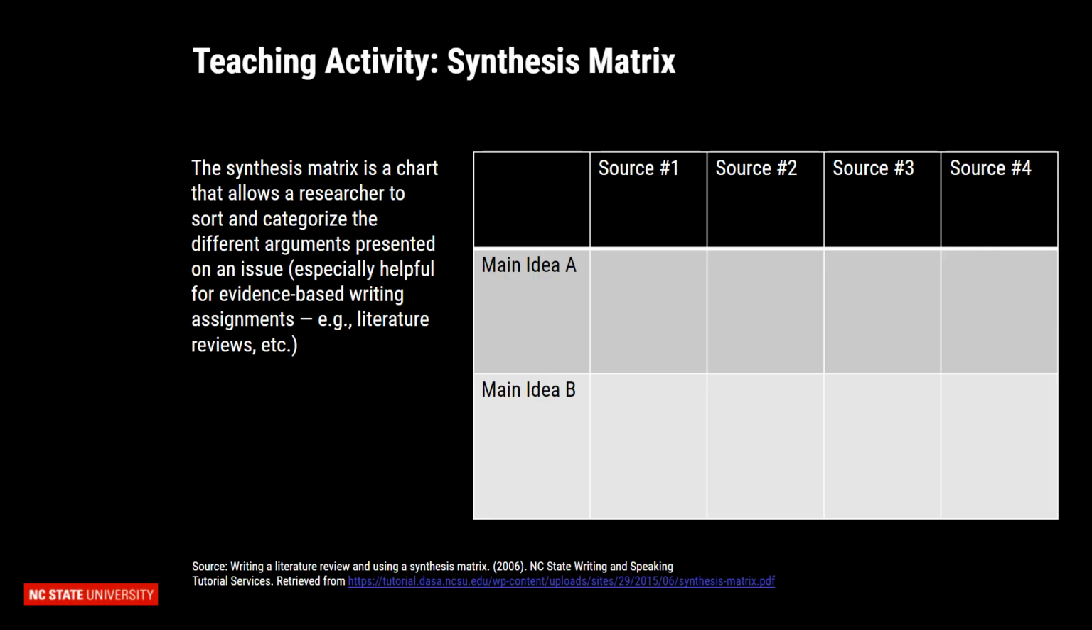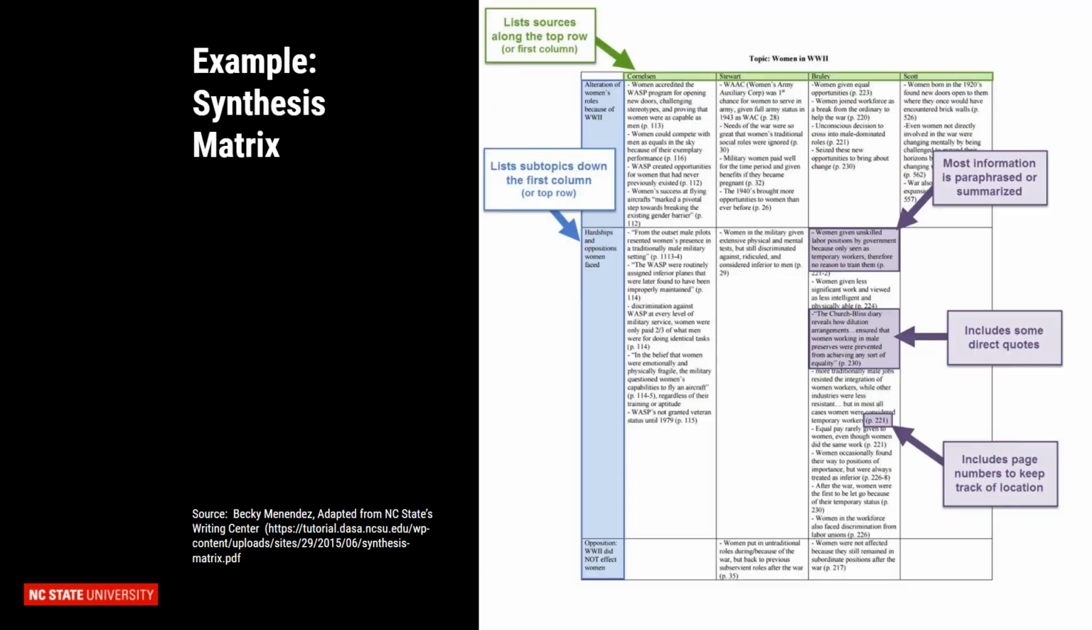One strategy that might be helpful for illuminating and connecting big ideas is creating a synthesis matrix. A synthesis matrix is a chart that allows a researcher to sort and categorize the different arguments presented on an issue, which is especially helpful for evidence-based writing assignments like literature reviews. But it can also be helpful for other types of processes where isolating and connecting problems or ideas is fundamental. We'll go through a few different types on the next few slides.